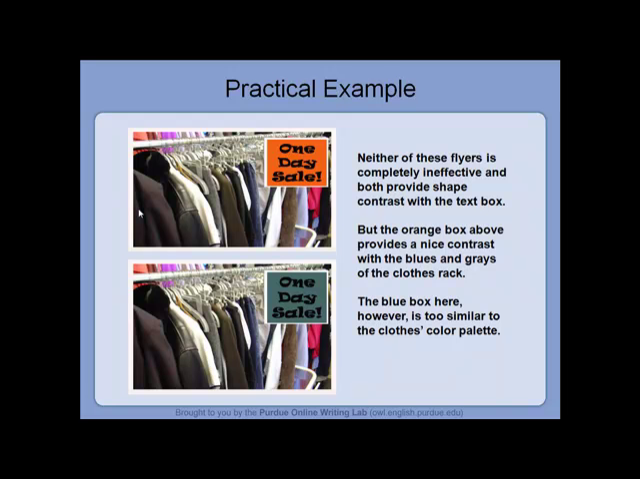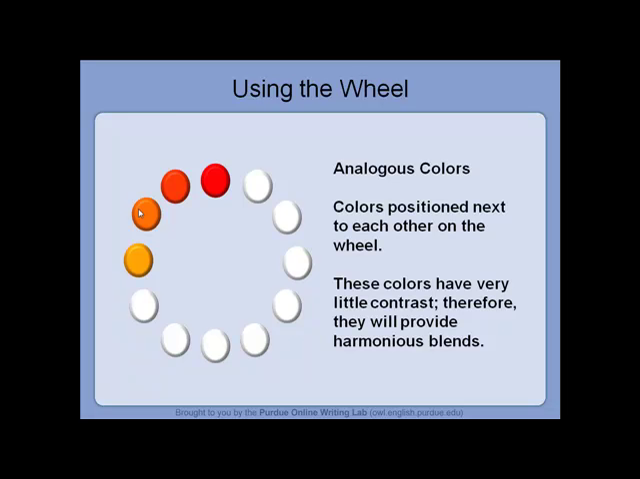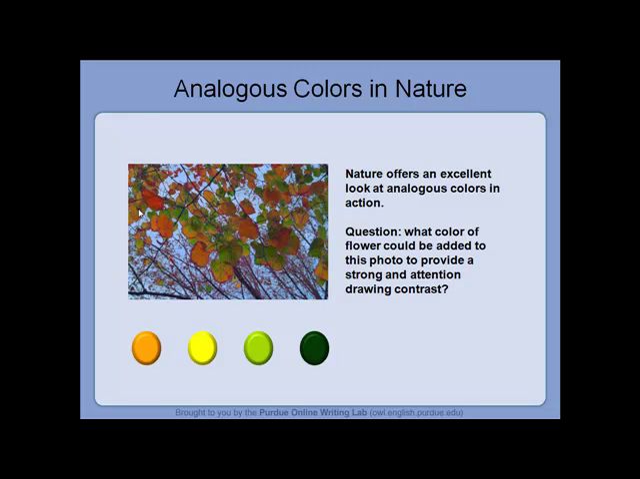Analogous colors, like I was talking about, are positioned next to each other on the wheel. They have little contrast, but they have a feeling of harmony. So it depends on what you're going for in your design. Again, here's that analogy I was talking about, where you've got fall time. There are your colors right there: your orange, yellow, green, and so on, that really make fall such a great season.